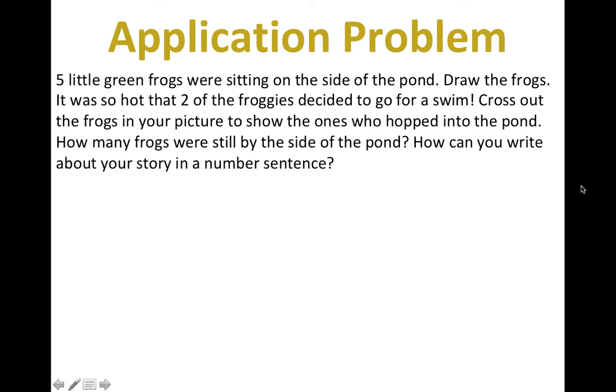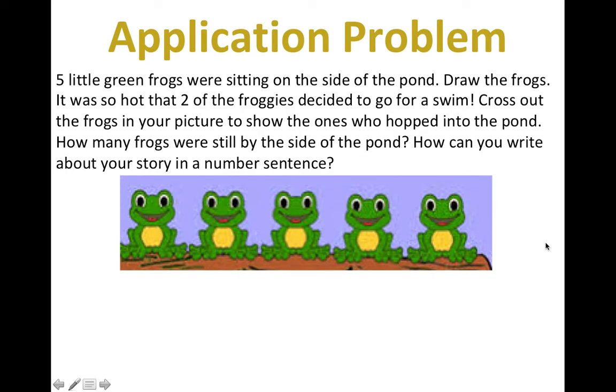a number sentence? So I know this is a long problem, story problems. Let's do them. Let me read it one more time, and then we'll do it together. 5 little green frogs were sitting on the side of the pond. Draw the frogs. So let's draw the frogs. So I have 1, 2, 3, 4, 5 frogs. Great. It was so hot that 2 frogs decided to go for a swim. Cross out the frogs in your picture to show that they hopped to the pond. So I'm going to cross them out to show they left.